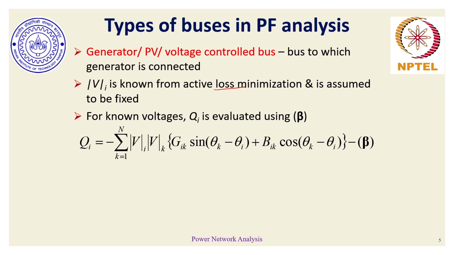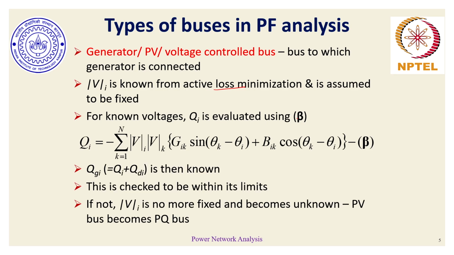So what do we do for known voltages? These could be intermediate voltages, final voltages, or any intermediate solution that has come up while solving power flow. For known voltages, we find the injection using equation beta, and using Q_i plus Q_Di, as the injection, as the generation, we can then find the reactive power generation at every such bus. If it is within the limit as defined by the capability curve as specified by the manufacturer, then the voltage magnitude can remain fixed, nothing else needs to be done. The PV bus would remain a PV bus.